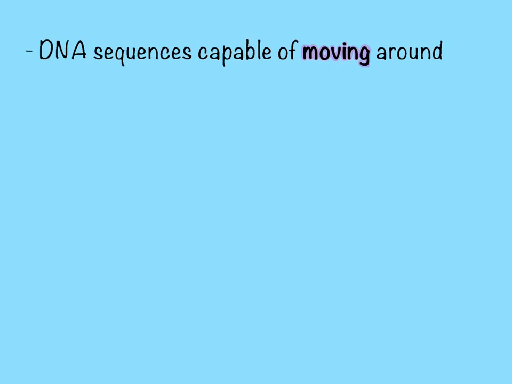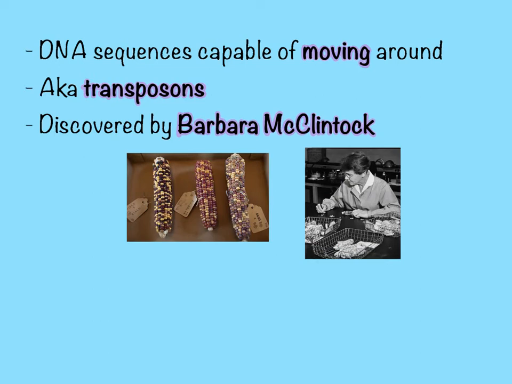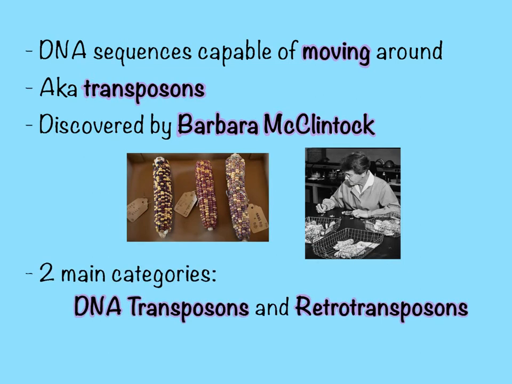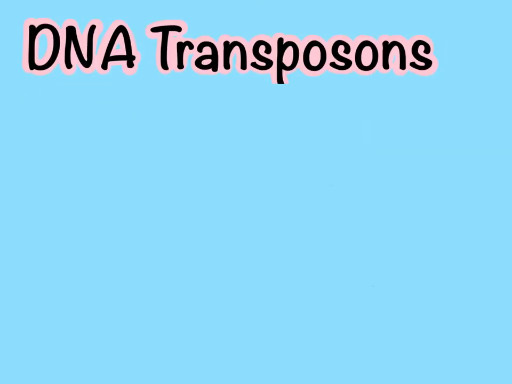They are DNA sequences that are capable of moving from one location in a cell's DNA to another, and are also known as transposons, or transposable elements. In 1944, Barbara McClintock discovered their existence through her study of genetics in maize or corn. Finally, while there are many different types of jumping genes, they can be divided into two main categories: DNA transposons and retrotransposons.